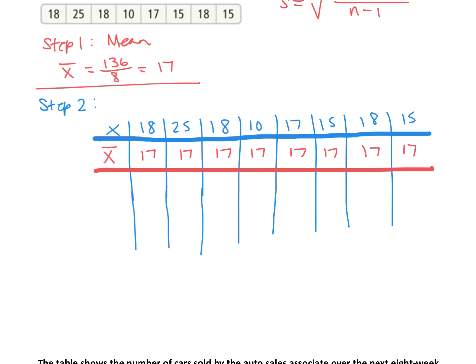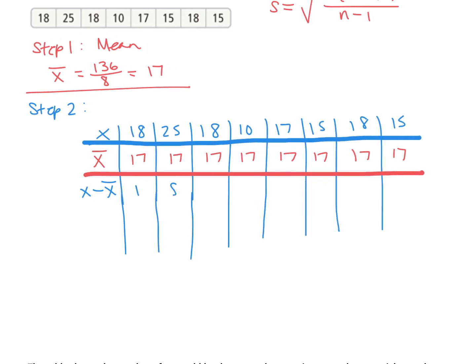Okay, now we're going to find the difference between our data point, x, and the mean. So we're going to do some subtracting here. All this is saying is what is x minus the mean? So what is 18 minus 17? We get a 1. What is 25 minus 17? 8. And we just go through and we do that subtracting. You will get some negative numbers. We get a negative 7. 17 minus 17 is 0. A negative 2, a 1, and a negative 2.